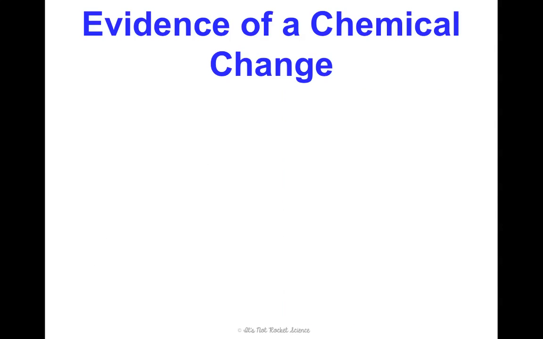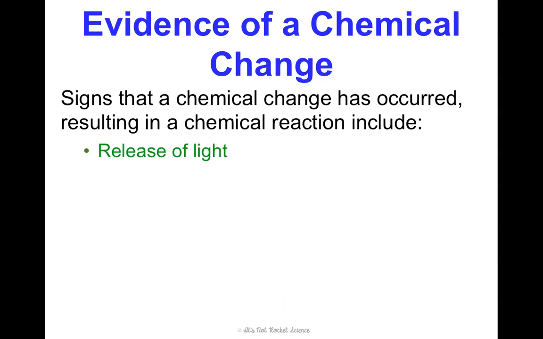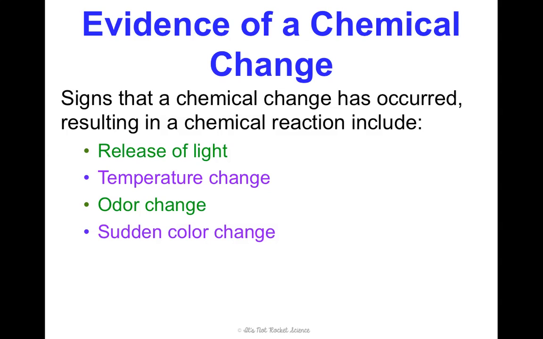Last thing, there's a couple of ways that we can identify if a chemical change has occurred and thus a chemical reaction has occurred. So we have a couple of signs of that. First, if you see a release of light, a sudden flash of light, that's usually the sign of a chemical change and a chemical reaction. A sudden temperature change, an odor change being given off. Think about when stuff in your trash can starts rotting. It just smells terrible because a chemical reaction's occurring.